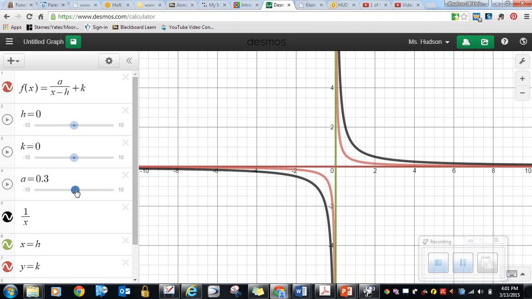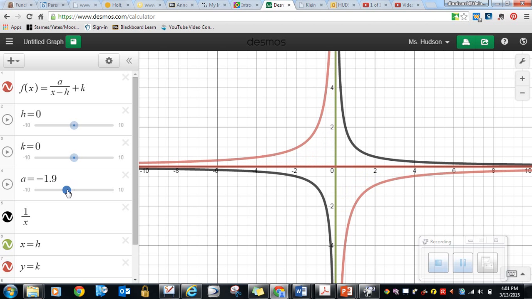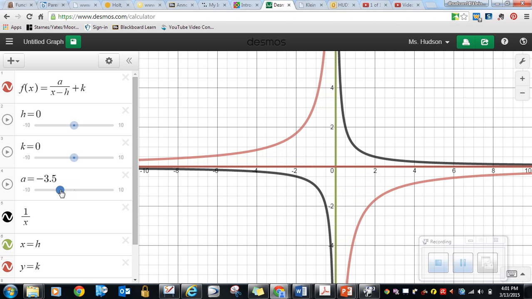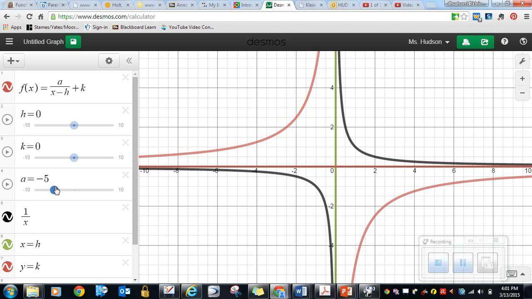Now something's going to happen when I get to a equals 0, because that would make the whole thing go away. It turns into a straight line. When we go to the negative side, boom, it flips over. It's vertically reflected. This line here has flipped up to that line there. Everything is flipped over the x-axis, and now we're being vertically stretched and reflected. Notice the asymptotes stayed exactly where they were before.